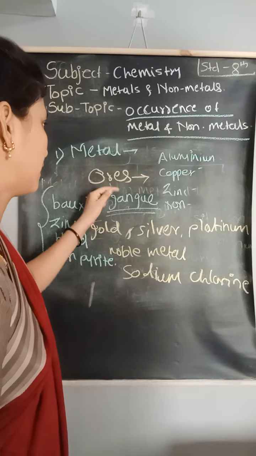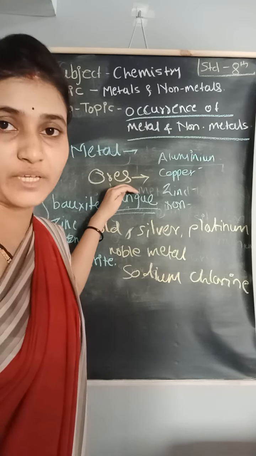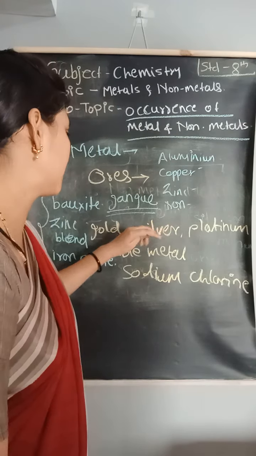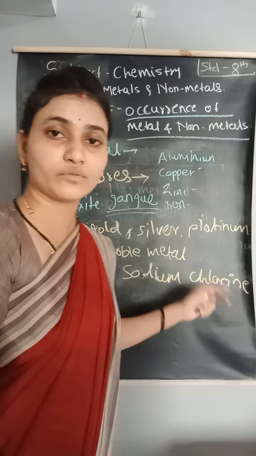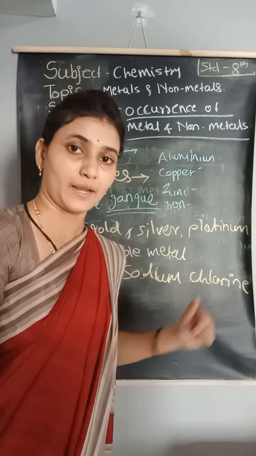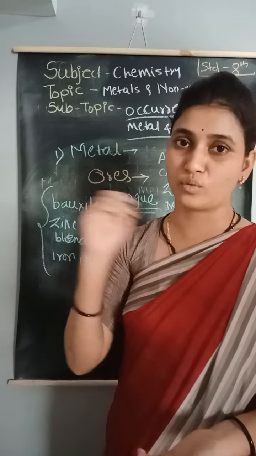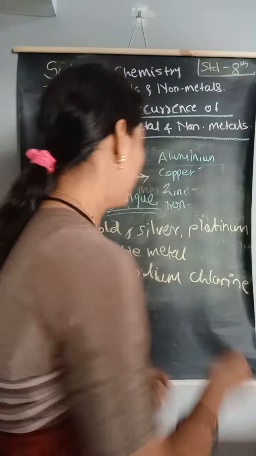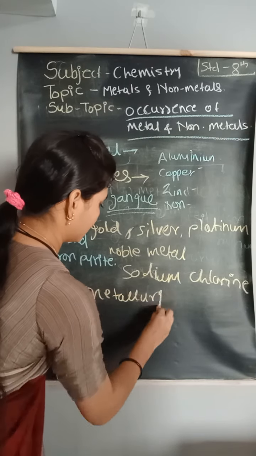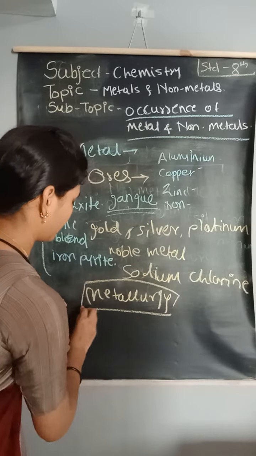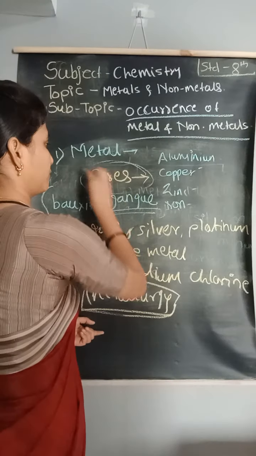I want to revise ores. From the ores we can get the maximum metals like gold, silver, platinum, sodium. Ores of those metals occur first, and the purification or extraction of metals from those ores we call metallurgy. This is the method of extraction of metals from those present ores.